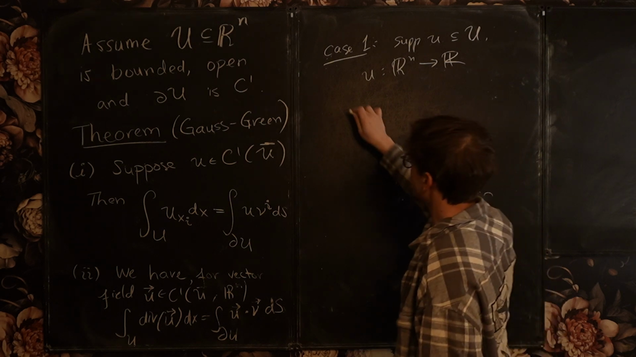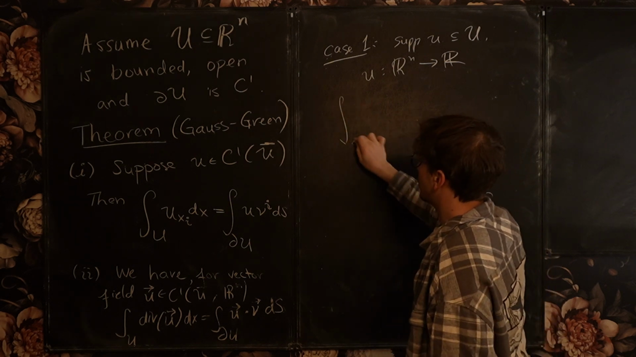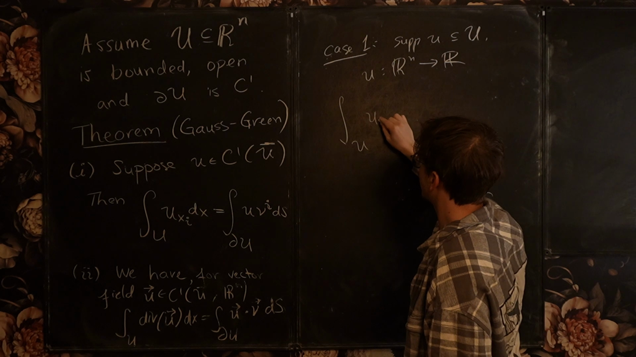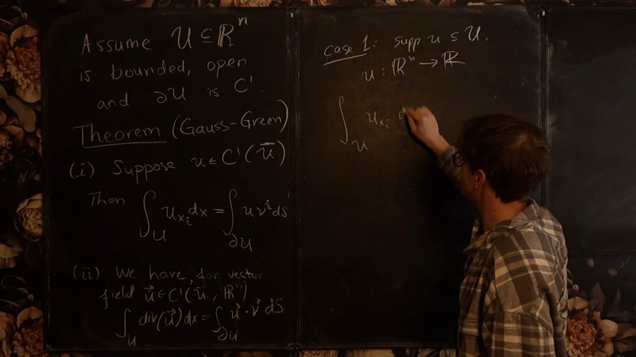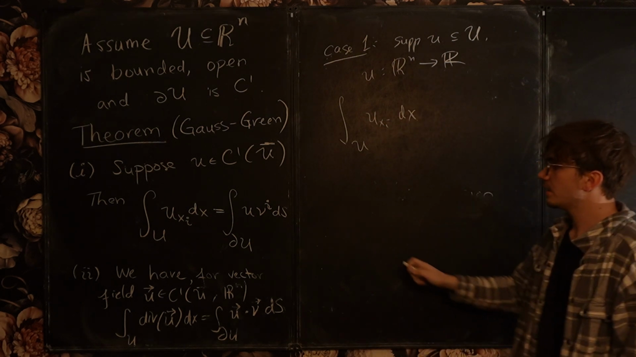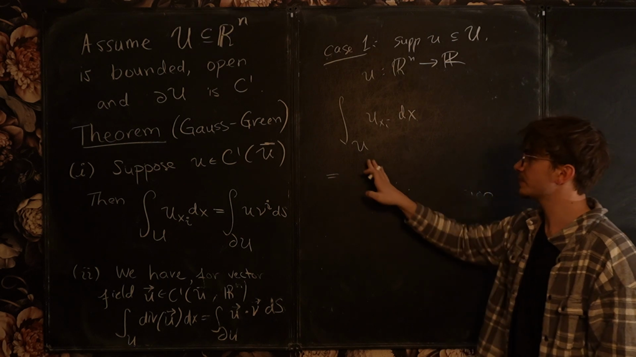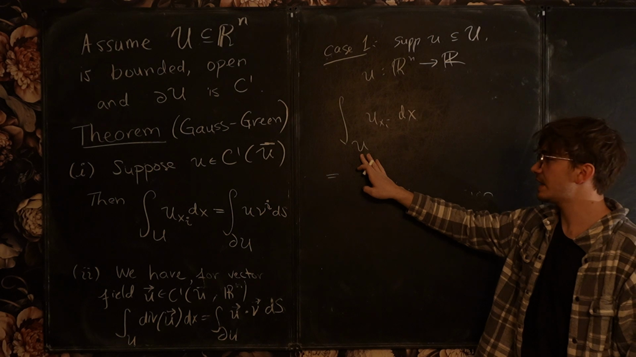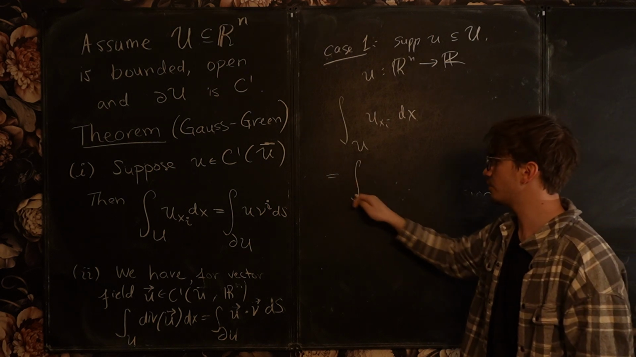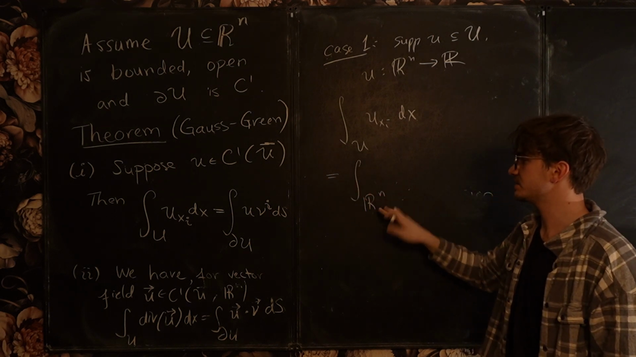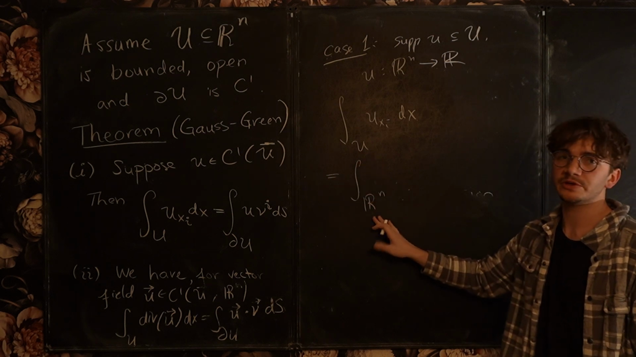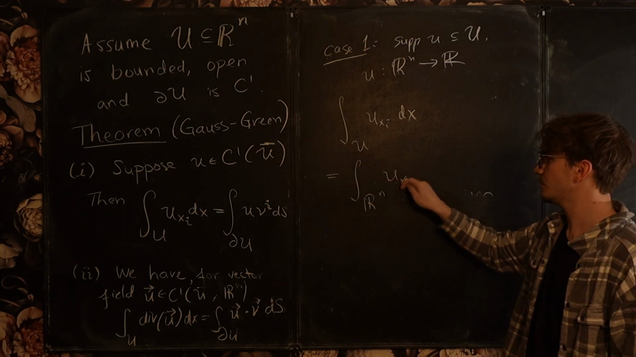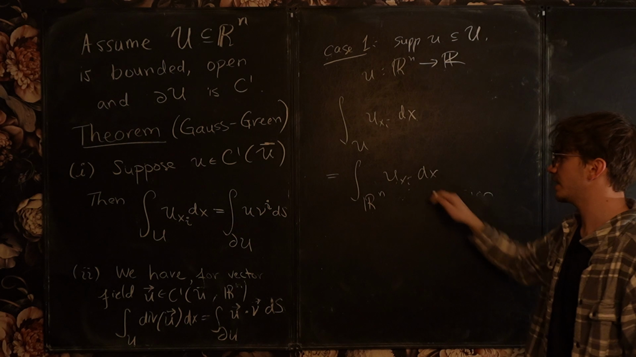So if I look at the integral over U of u_{x_i} dx, since u is 0 outside of the set U, I can just integrate this over all of R^n, since anything outside of U will just contribute 0. The integral of u_{x_i} dx, okay?